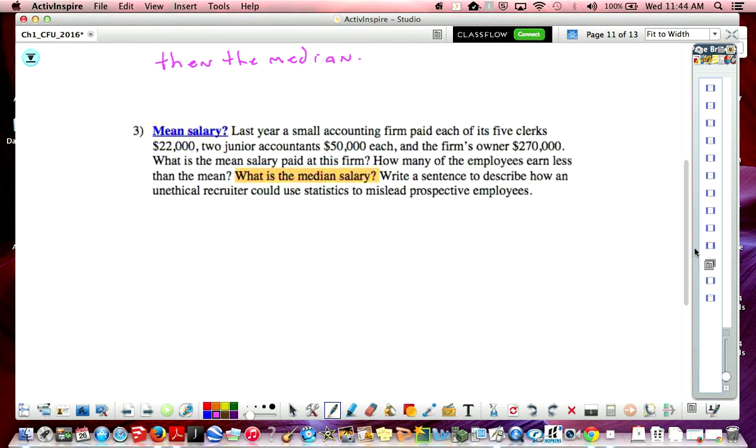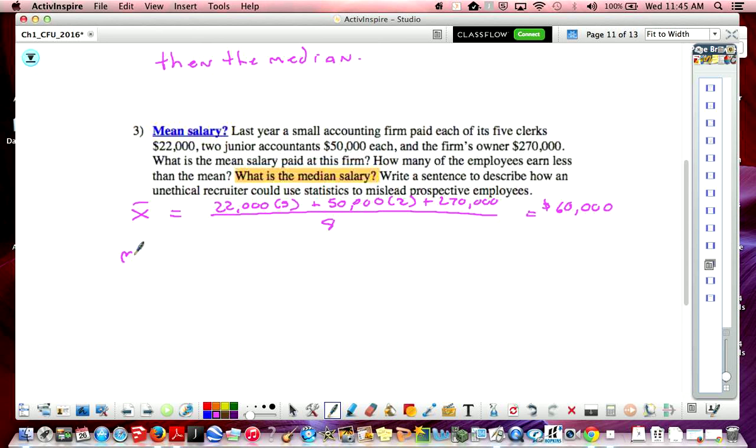Okay, number 3, the last one here. It says, last year a small accounting firm paid each of its 5 clerks $22,000, 2 junior accountants $50,000, and the firm's owner $270,000. What is the mean salary at this firm? To calculate this by hand: 22,000 times 5 people, plus 50,000 times 2 people, plus 270,000. Divide that by the 8 people, and this gives me a mean of $60,000.